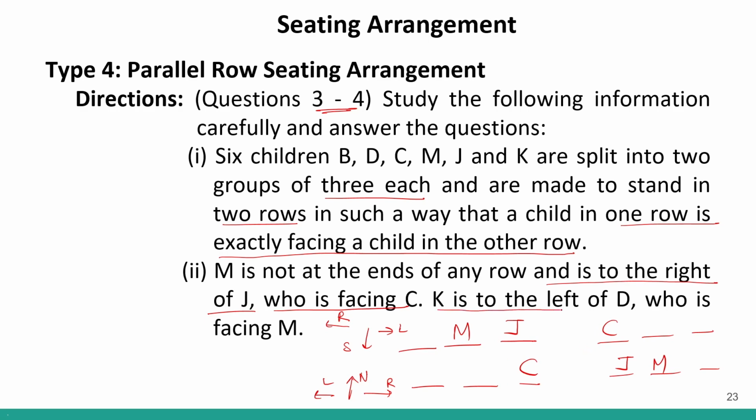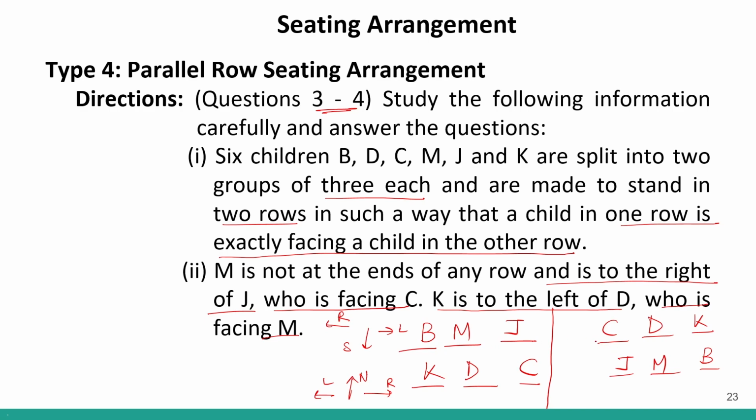It is given to us that K is to the left of D. So we will get K, D or we will get K, D. K is to the left of D and D is facing M. So D is facing M. This is already given to us. The only person remaining is B. So we can place B over here and B over here. Now we got 2 possibilities. First possibility is BMJ above, KDC below. Second possibility is CDK above, JMB below. It is not clear to us which possibility is correct.